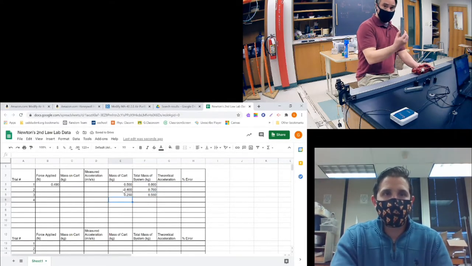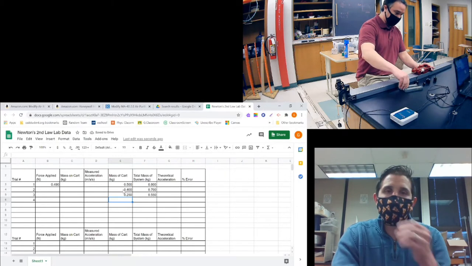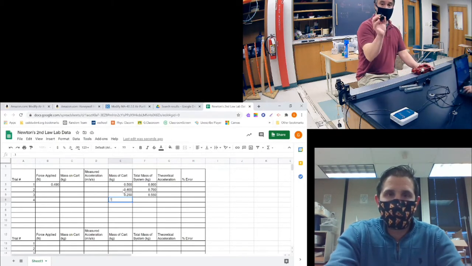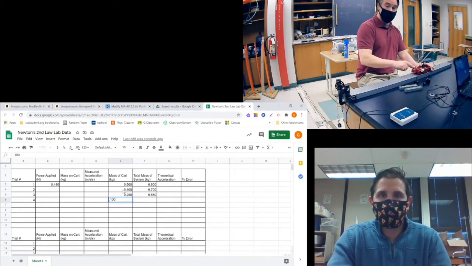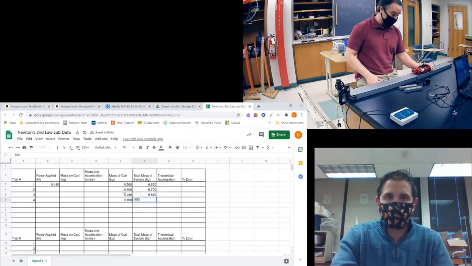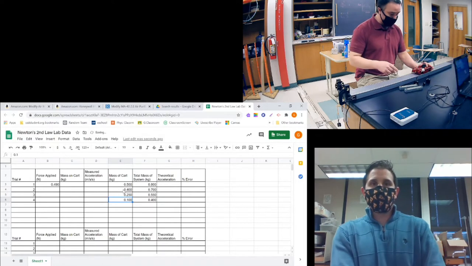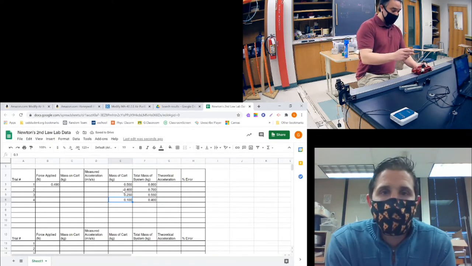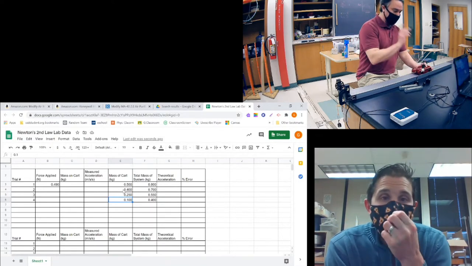Then, for the next trial, we're taking this off. What are we putting on? 100 grams. So we'll have a 100 gram mass, plus the 250 of the cart, plus the 50 for the hanging mass, for a total of, what did we say, 400? 400, yep. And is there a trial after that? No, that's it.